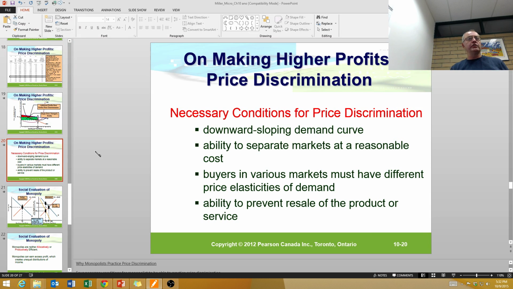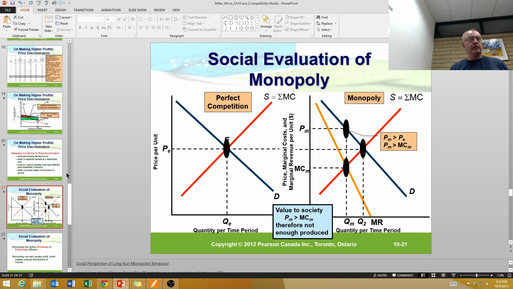Okay, so the next little section looks at the social evaluation of monopoly.